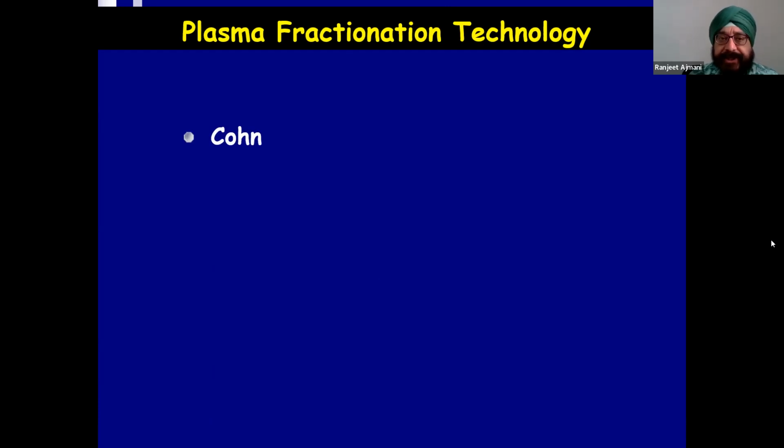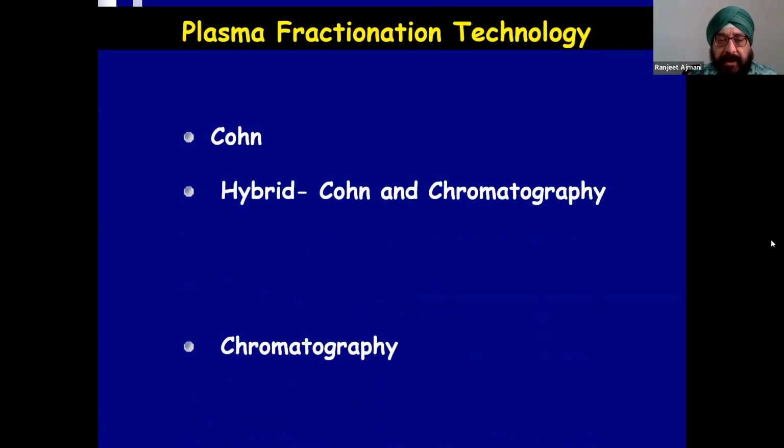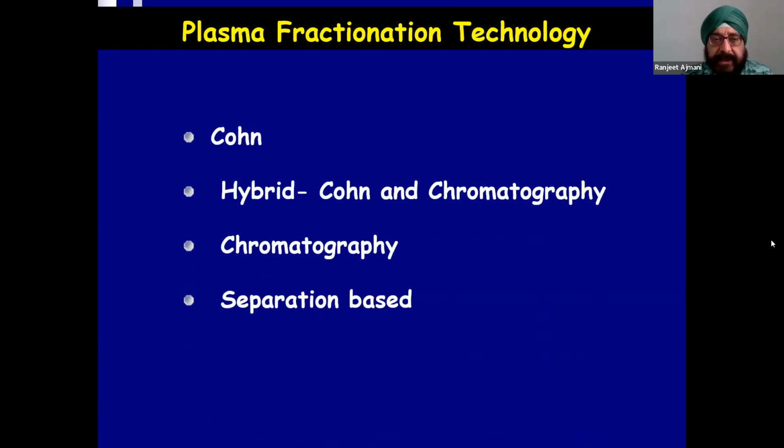Now, plasma fractionation technology. There are 4 different kinds of technologies available. One is called Cohn, which is the classical technology used in most of the plants across the globe. About 99.5% use Cohn. Cohn and chromatography both is the second, a hybrid model. Third is pure chromatography plant. There are only 3 chromatography based plants available across the world.